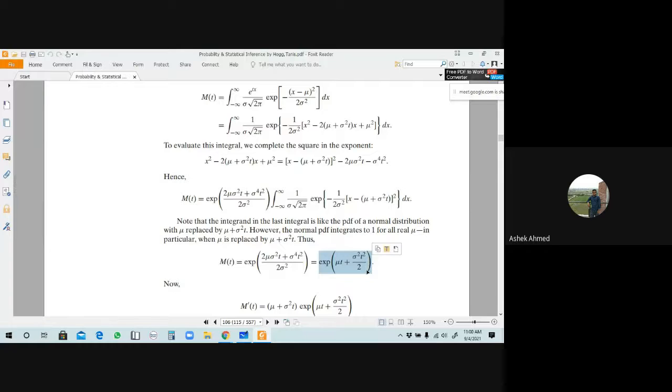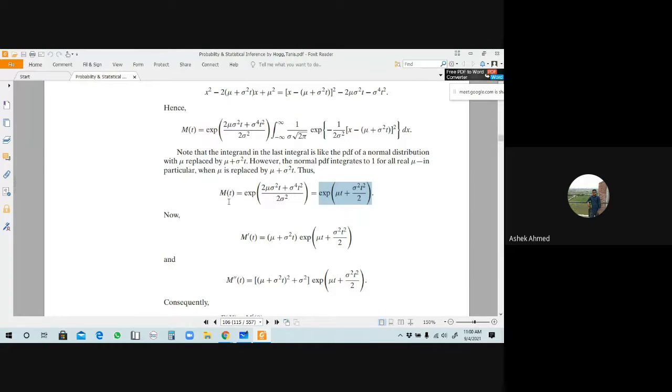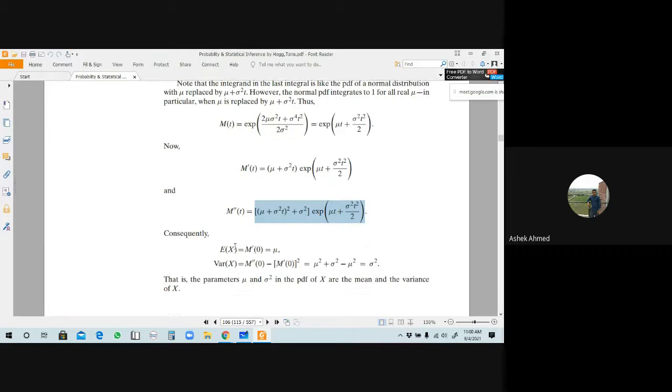Now for finding the mean, how can you find it? For finding the mean you have to take the first derivative of this, and that will be this value. If you take the second derivative, that will be this result. After finding these values, if you substitute t equals 0, the value of M prime of 0 will be mu, and we know that mu represents the mean.